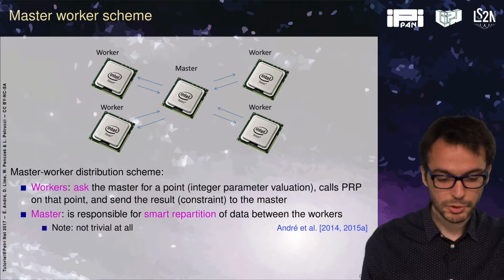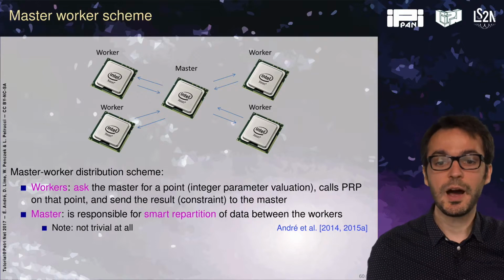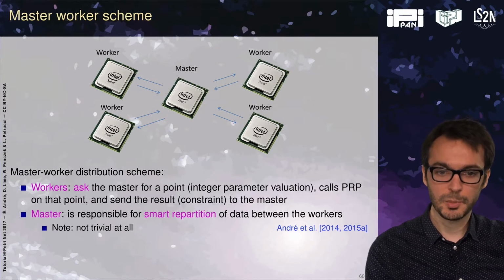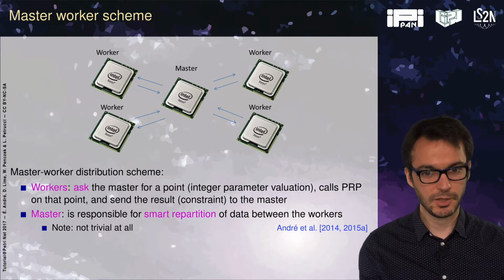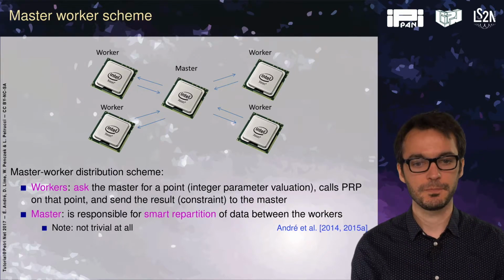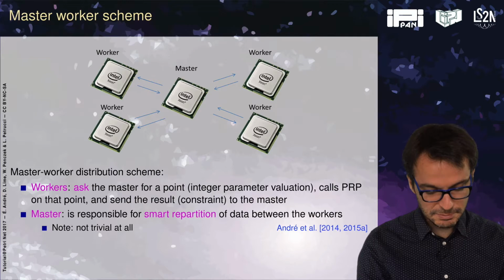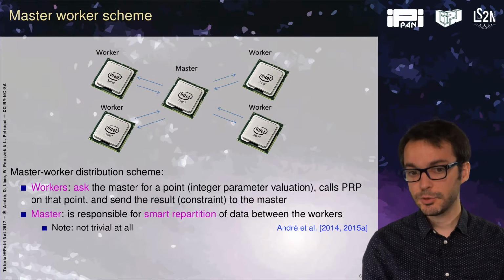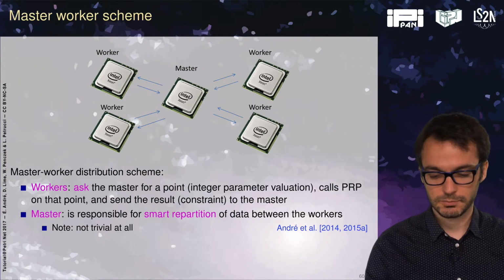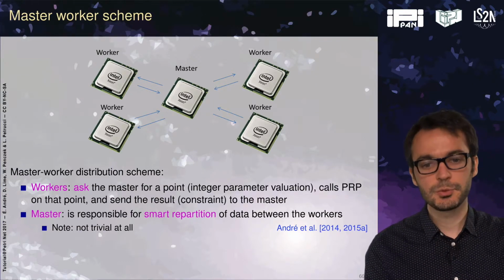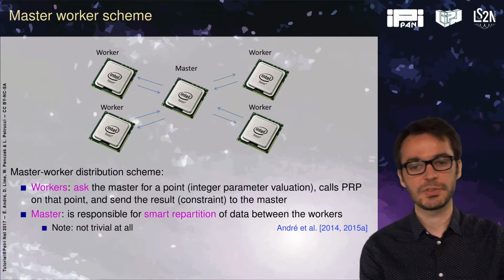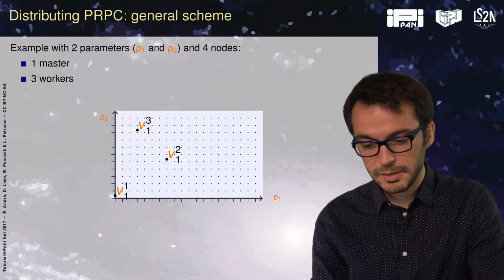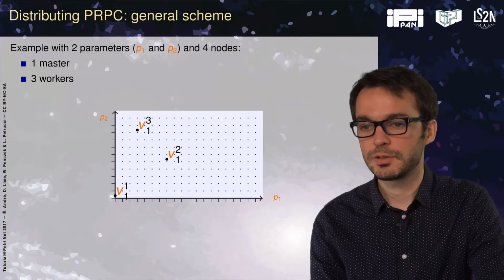So this is a non-distributed setting. Now in the master worker scheme, the workers will ask the master for a point, so an integer evaluation, will call PRP on that point, find the constraint, and send the result to the master. The master will be responsible for the smart repartition of the data between the workers, and it is not trivial at all. We've been working on different algorithms to try to be smart for this data repartition, and it's not always easy. Let me show now a distributed scheme.